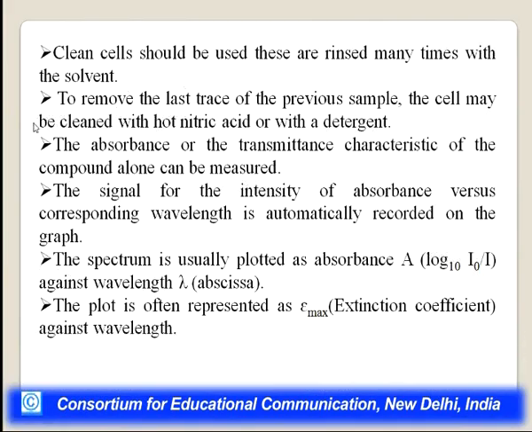Clean cells should be used because an impure compound would interfere. So rinse many times with the solvent to remove the last trace of the previous sample. Cells may be cleaned with hot nitric acid or with a detergent. The absorption or transmittance characteristic of the compound alone can then be measured. The signal for the intensity of absorption versus corresponding wavelength is automatically recorded on the graph, and this spectrum is usually plotted as absorbance, that is what you can see here, against wavelength, or the plot is often represented by E maxima, that is extinction coefficient, against wavelength.